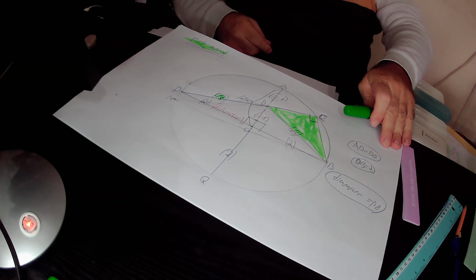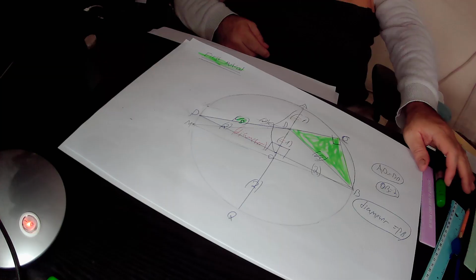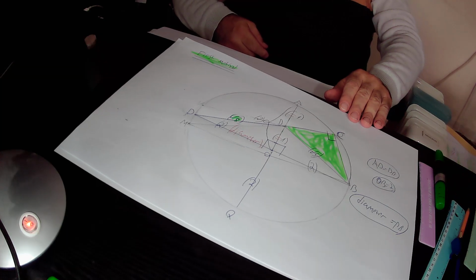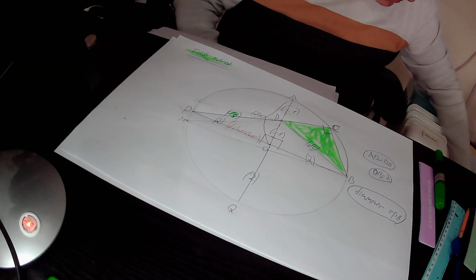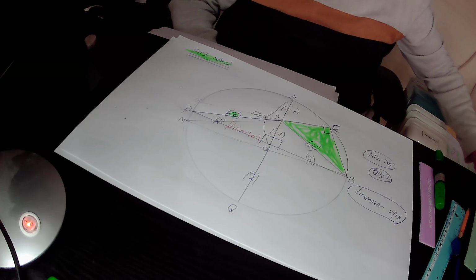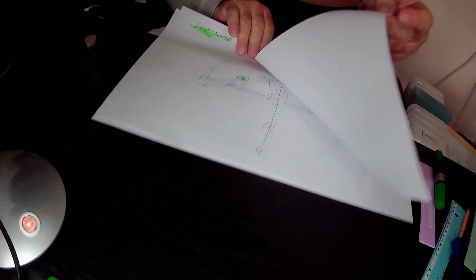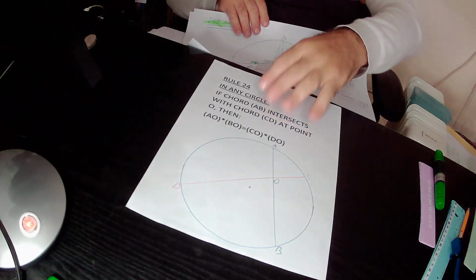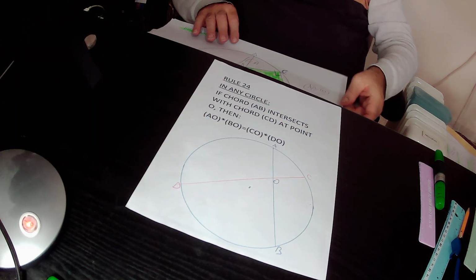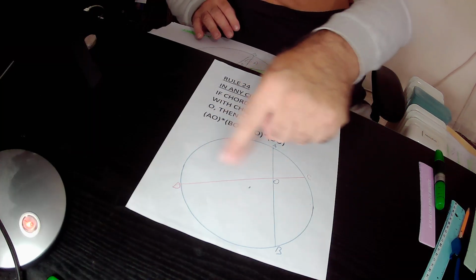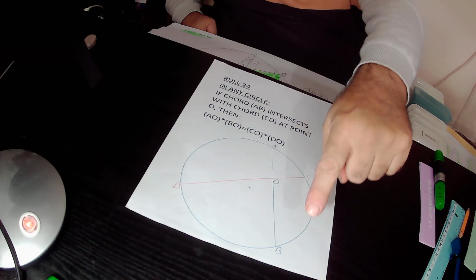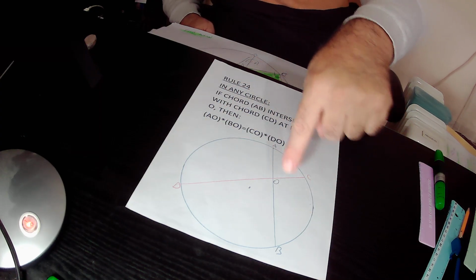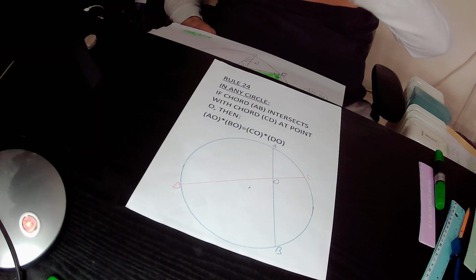In the next step, we will implement rule 24 in our drawing. Let me repeat quickly rule 24. According to rule 24, in any circle, if chord AB intersects with chord CD at point O, then the following equation is true: AO times OB equals CO times OD. Again, AO times OB equals CO times OD. So we can actually implement rule 24 in our drawing.